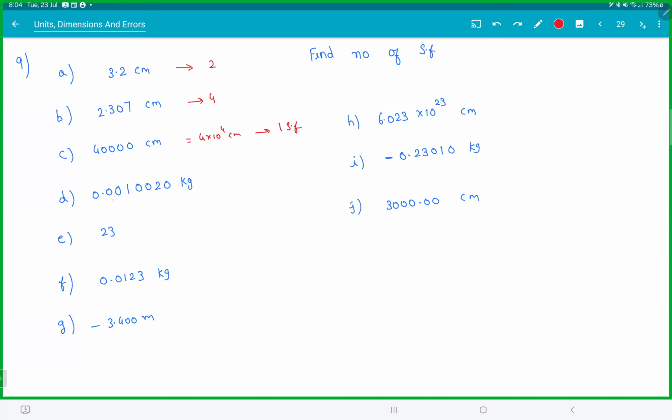These zeros are not counted. I can actually write this thing as 1.0020 into 10 power minus 3. This thing has 5 SF. This thing has infinite SF. This is a number. There are no units. That is not 23 centimeters. This is a number. This thing is 3 SF. This thing is 4, 4, 5, 6. All got it? Any doubts? Straightforward, easy stuff, but you should know the rules.